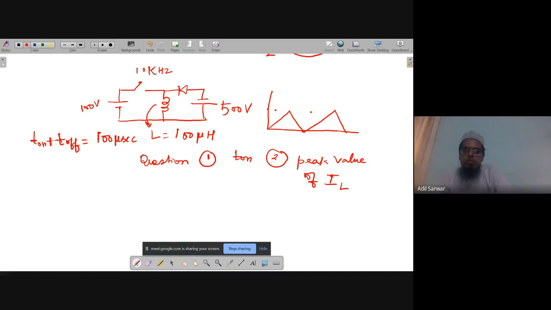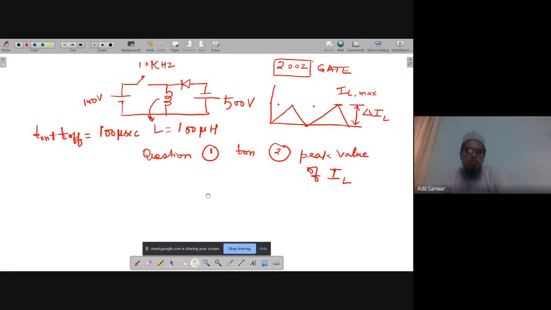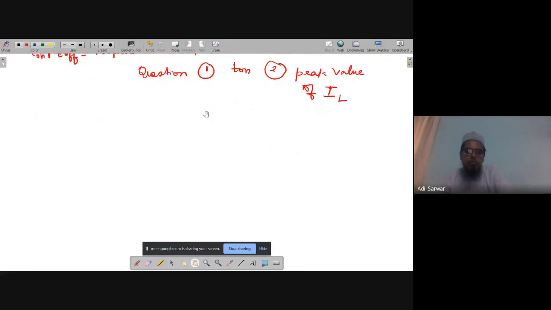You can see here, this is the peak value IL max, which we saw in the previous question. One interesting thing to note here is that IL max will be equal to delta IL, isn't it? This question was asked way back in 2002 in GATE. At that time there used to be only one set of questions. So let us try to find it out.